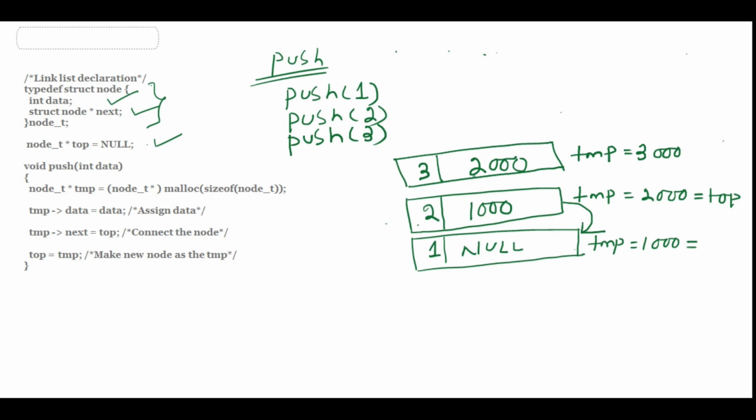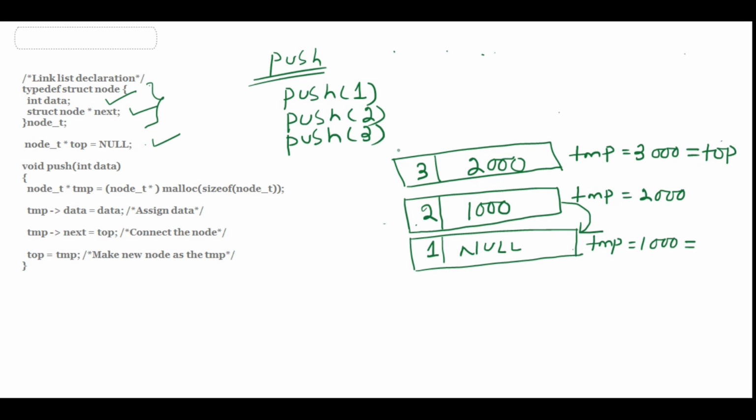Because this is the temp of next. And then top equal to temp. Top was earlier this one, so now this will be the top. In this way we can insert an element into the stack, and this node contains the address of this node. So this is the way we are creating a stack using linked list. So this is the stack push operation using linked list.